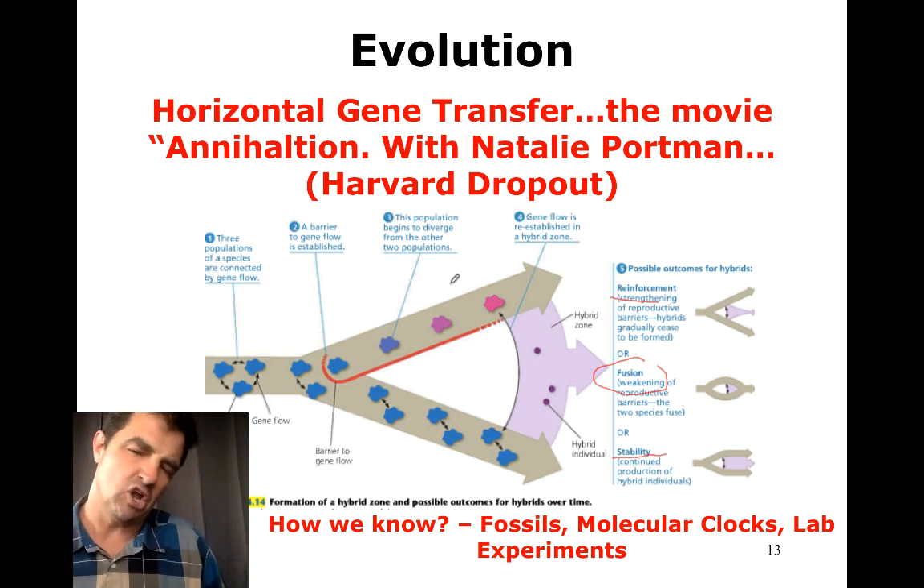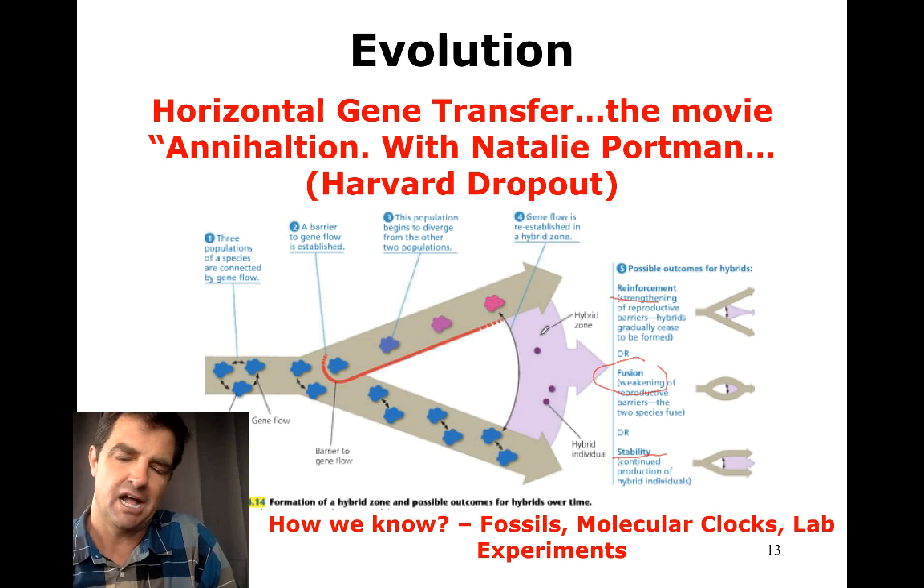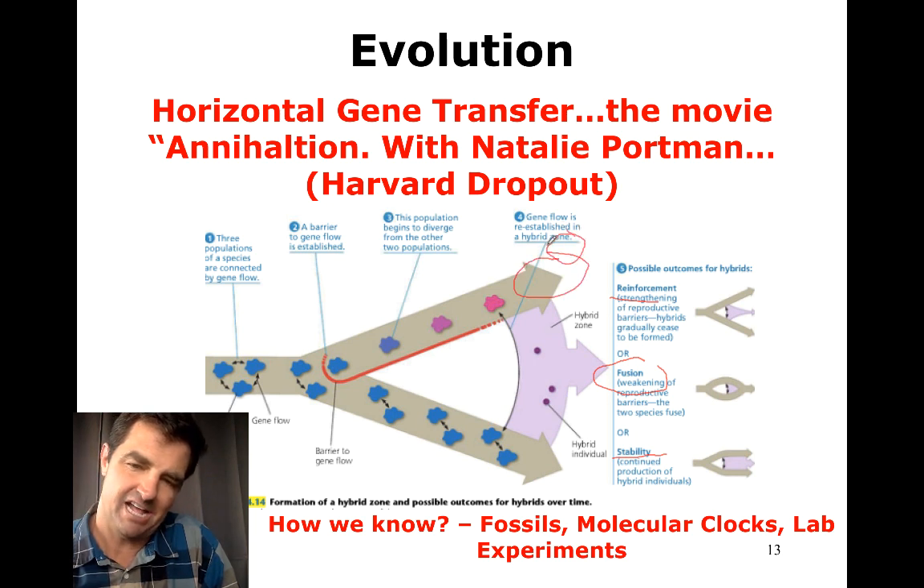Now, that's a long explanation for basically if you had, let's say, rabbit A. So there's rabbit A, and here's rabbit B.